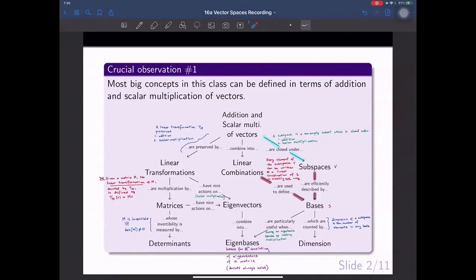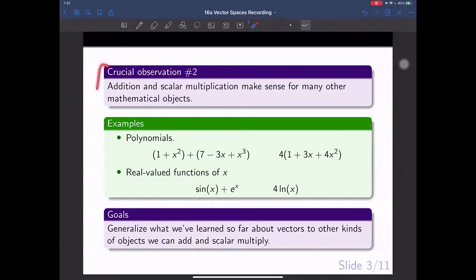The second important observation is that vectors are not the only things we know how to add and how to multiply by a number. Addition and scalar multiplication make sense for many other mathematical objects. For example, we know how to add two polynomials together. Here, I can add these two polynomials and get a new polynomial. I can also take a polynomial like this one and multiply it by a number 4.